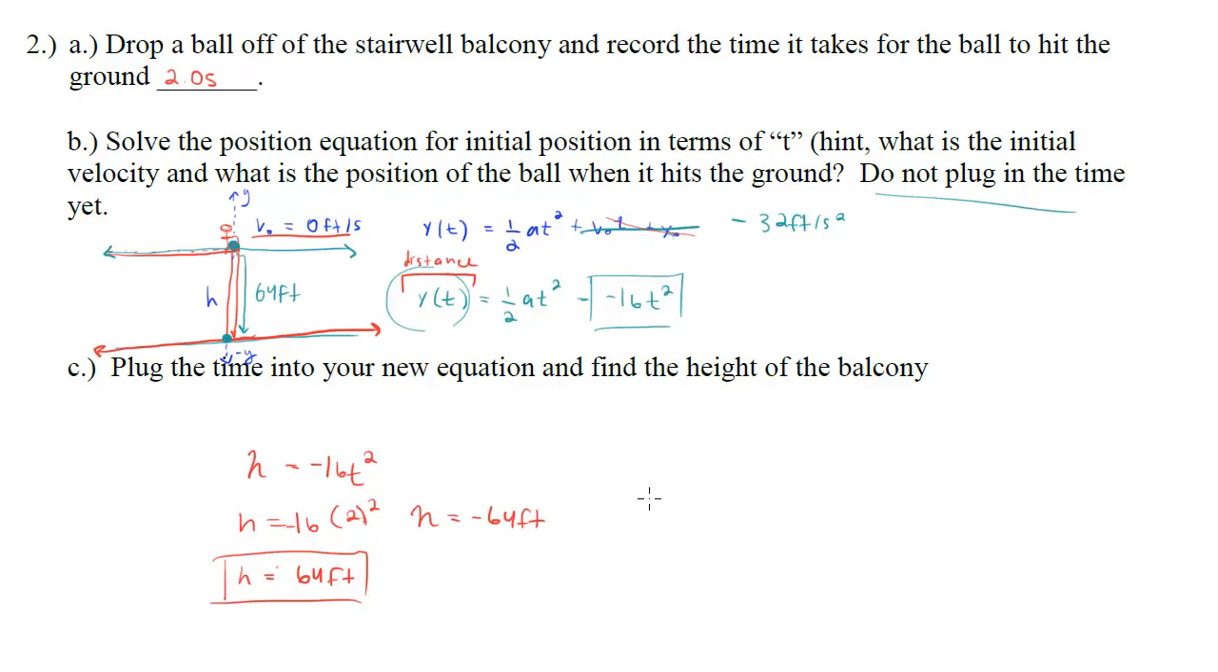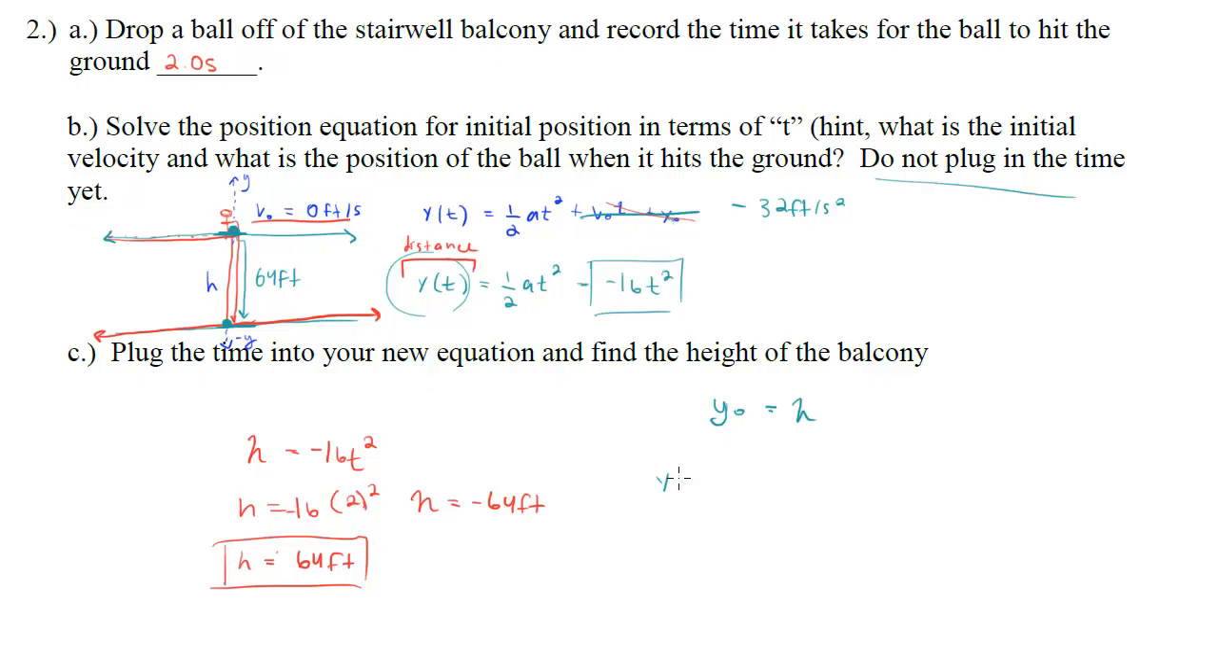Okay, so our initial velocity is still 0 because we're still dropping it from above. But our initial position is going to be the height, right? Because if we're starting down here, however high we started up is just however high this balcony is. So then I'm going to get y of t equals 1/2 at squared plus h. And then if you plug in the acceleration, you get y equals negative 16 t squared plus h.